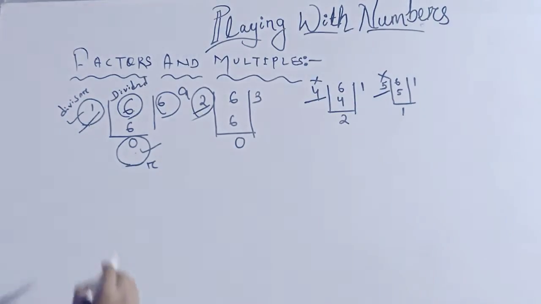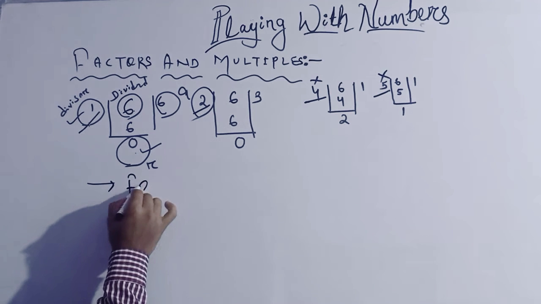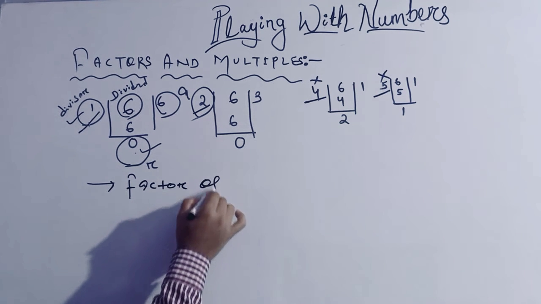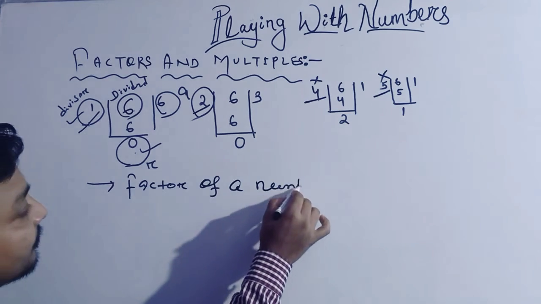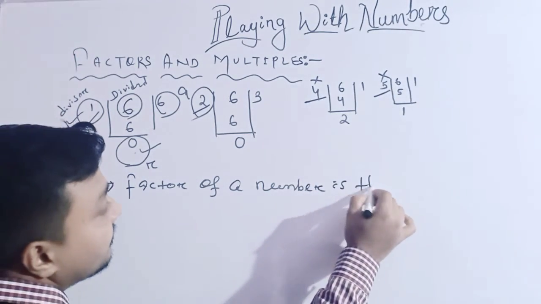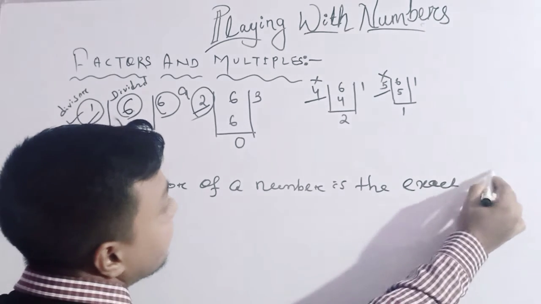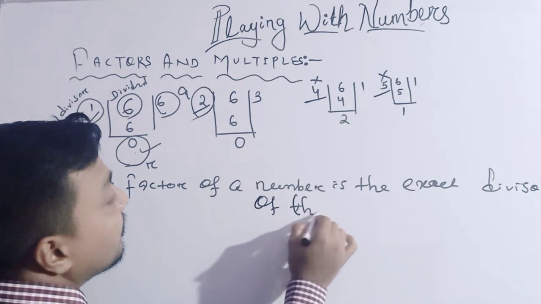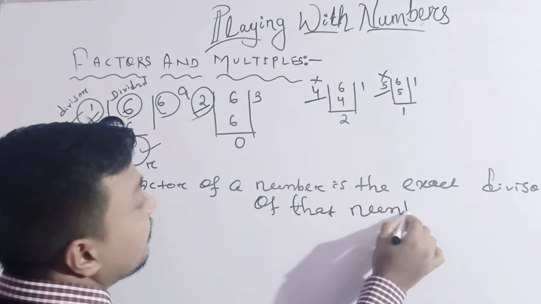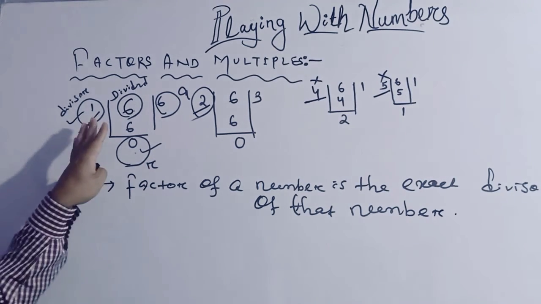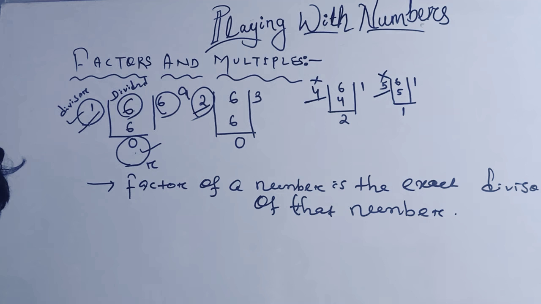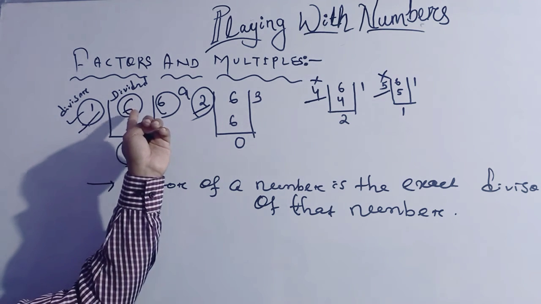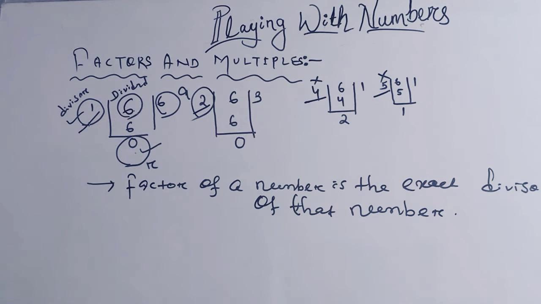Then I am saying that a factor of a number is the exact divisor of that number. What I have written: previously you got the knowledge of divisor and exact divisor. Now I am saying factor actually means the exact divisor. Factor of a number means exact divisor of that number.